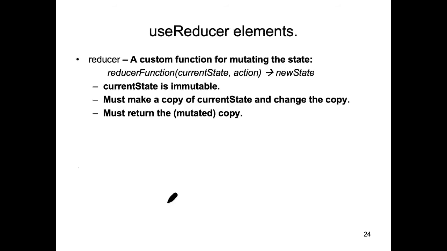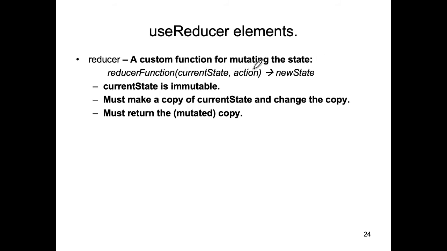So a bit more detail, some of it a little bit repetitive though. The reducer is this function that you implement. It's a custom function, and its purpose is to express in code how your state mutates or changes. So you implement it, but you have to follow a certain set of rules. And if you don't, then it just doesn't work. Number one, the function's signature has to be like this. It expects two arguments. The first argument is the current state value. And the second argument is something called an action. And what it returns is the new state.